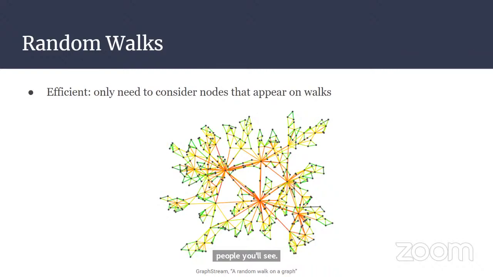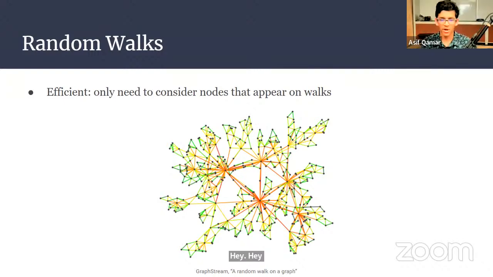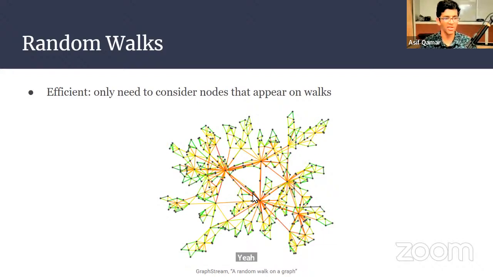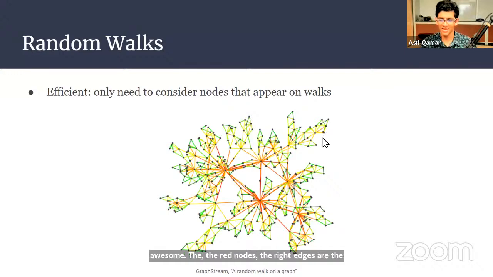Hey Adarsh, what do the colors of the edges represent here? Oh, the colors are just proximity. There's this node in the center, and it's just proximity from the red nodes. The red edges are the ones that are closest, while the green ones are the ones that are furthest. Does that make sense? Yeah.